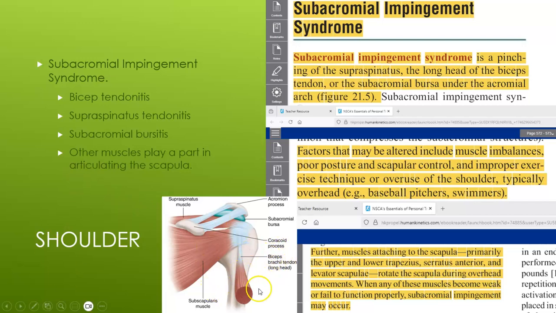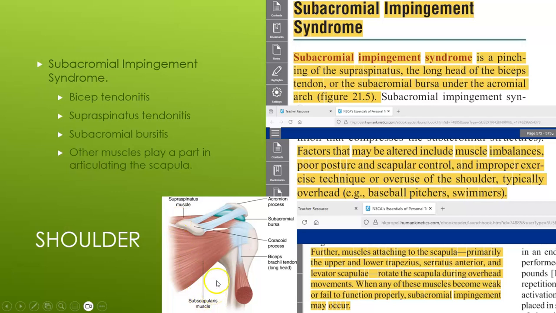So you have the biceps tendon, long head. That tendon comes up. There's a bicipital groove here, and that can become inflamed. Also, supraspinatus, there's your spine of the scapula right here. So supraspinatus, supra, above, spinatus, so above the spine.